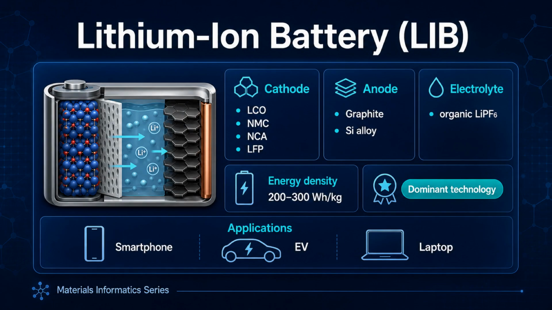Lithium-ion batteries remain the workhorse of portable electronics and electric vehicles. Various cathode chemistries exist: LCO for phones, NMC and NCA for EVs, and LFP for safety-critical applications. Anodes are typically graphite, though silicon alloys offer higher capacity. LIBs achieve 200 to 300 watt-hours per kilogram and power everything from smartphones to Tesla vehicles.